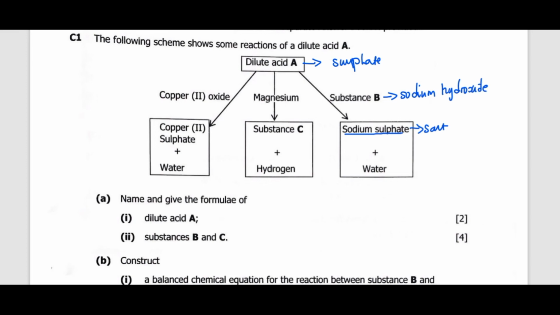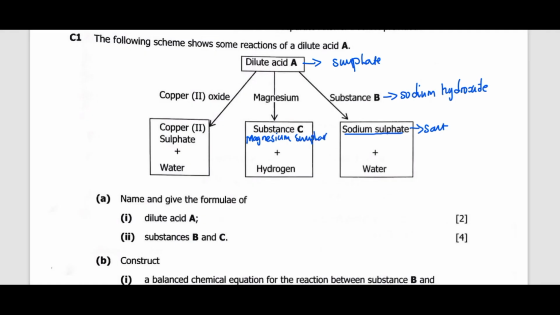Then for here we have magnesium. So substance C, since we know that this is sulfuric acid, dilute acid A is sulfuric acid, this will give us magnesium sulfate.